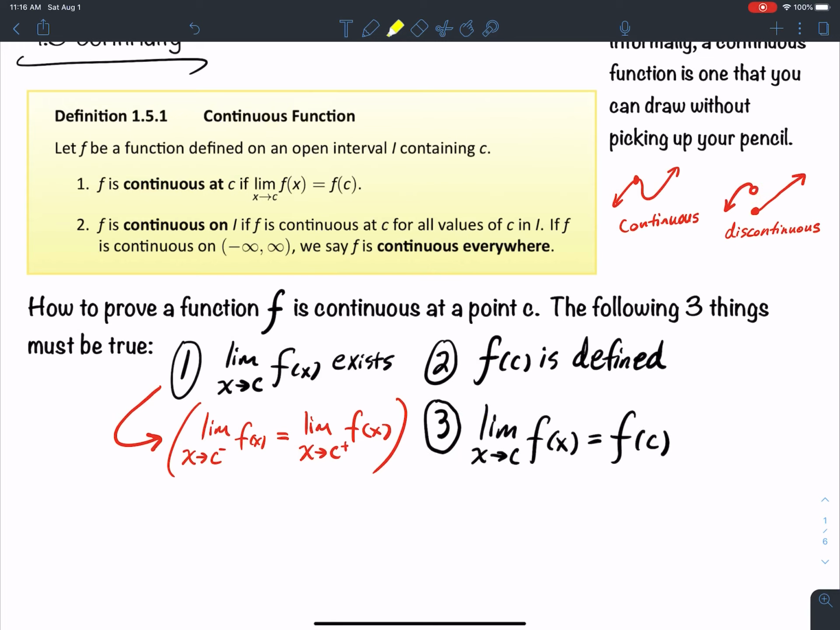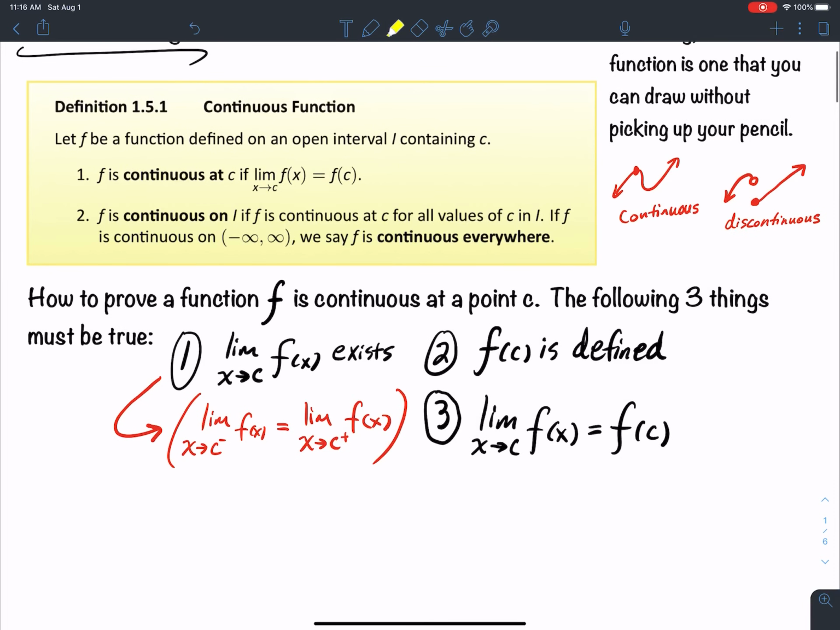The last one, number three, is that not only does the limit exist and f of c is defined, but the limit as x approaches c of f of x is actually equal exactly to the defined f of c. And if this is the case, then what we can say is that the function f is continuous at the point c. So a little involved, but those are the three things that must be shown in order for it to be true.